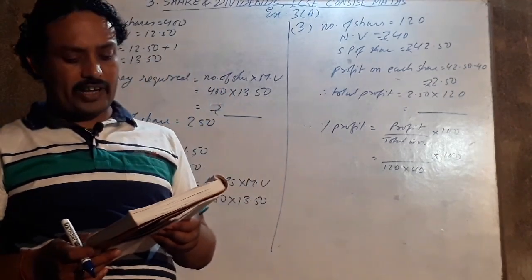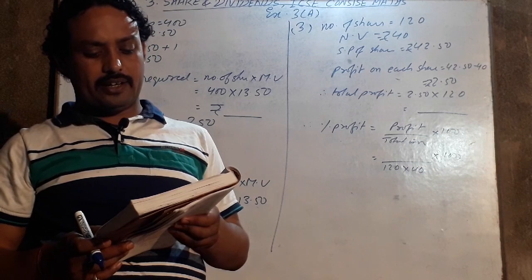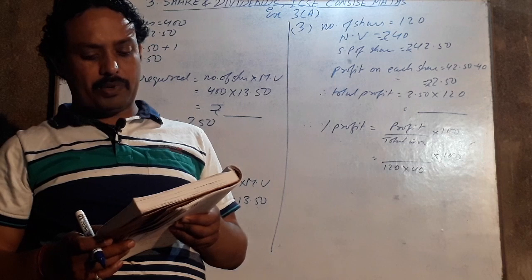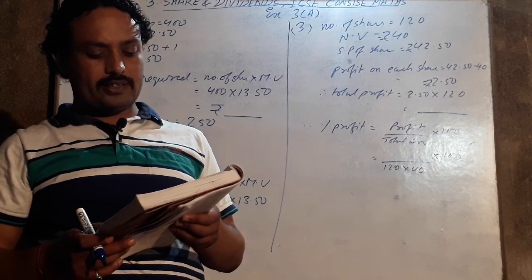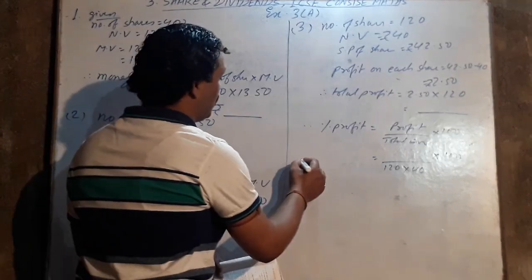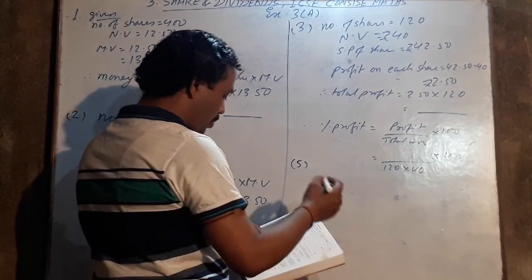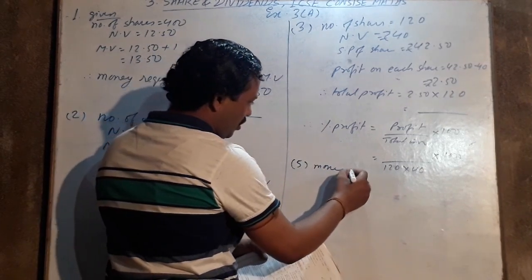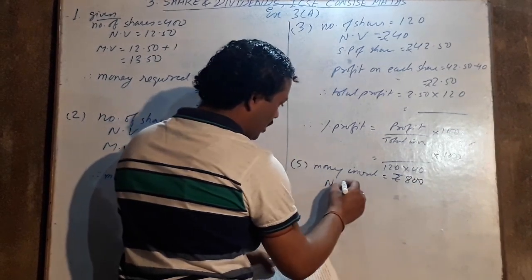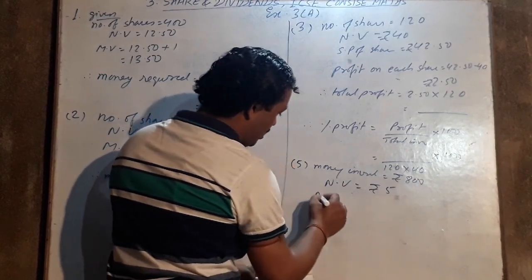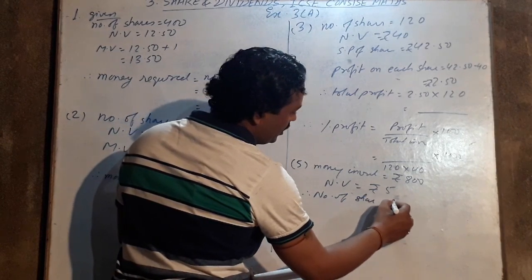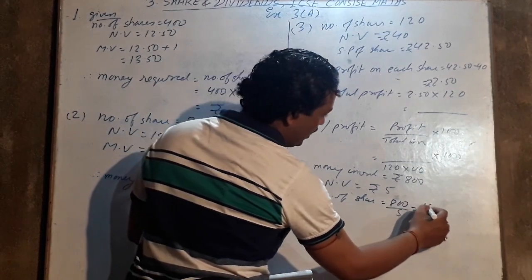A man invests rupees 800 in buying rupees 5 shares, and when they are selling at a premium of rupees 1.15, he sells all the shares. Find his profit and profit percent. Understand properly. Money invested is given, money invested is equal to rupees 800. Nominal value is rupees 5. Therefore, you will find number of shares is equal to 800 divided by 5, that is 160.